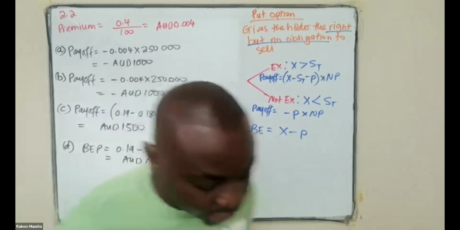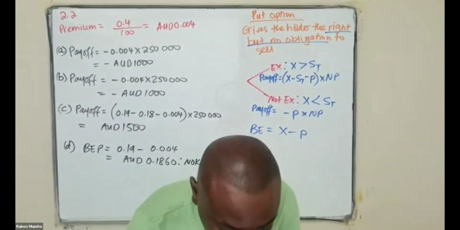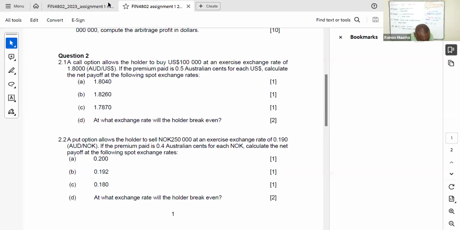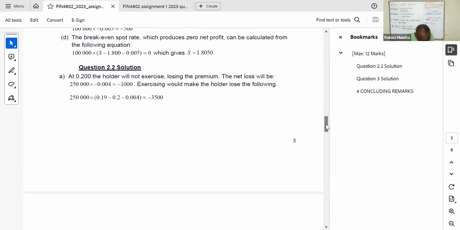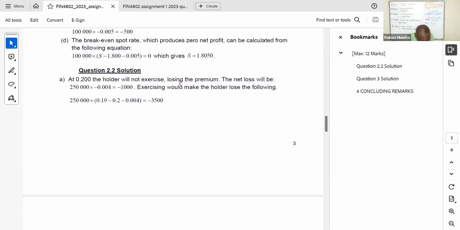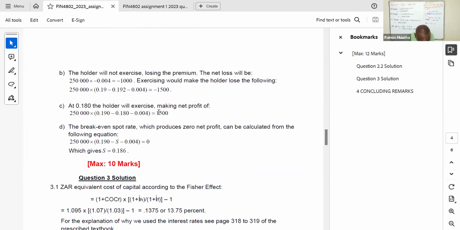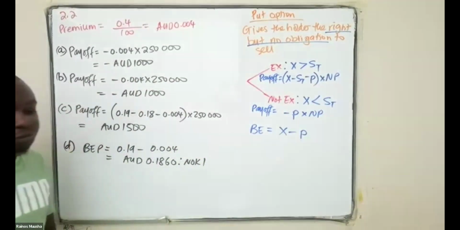If you check on the lecturer's memo, for the first one, the net loss is 1,000, and the second one is also minus 1,000. The third one is a profit of 1.5, and the break-even is 0.1860. Yeah, so we have exactly the same amounts. Are there any questions on what we've done so far on question 2?